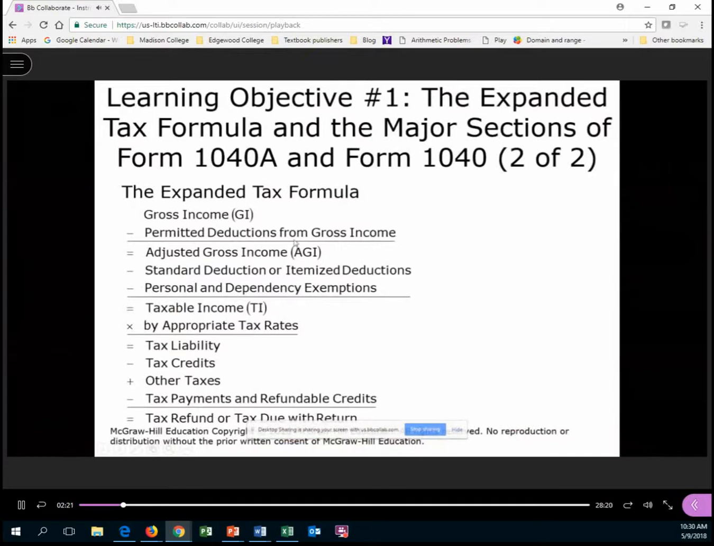And of course, gross income includes all the items that you would have learned about in Chapter 1. And throughout this course, we'll talk more about the gross income items, as we do problems and exercises and in the text. So we have gross income, and then we deduct from that the permitted deductions from gross income. These are page 1 or on Form 1040A deductions that will influence that all-important adjusted gross income number.